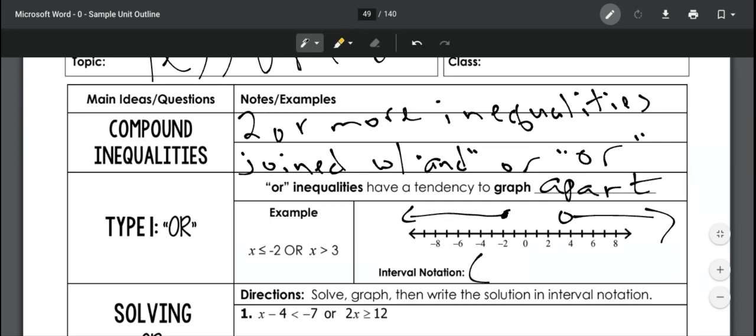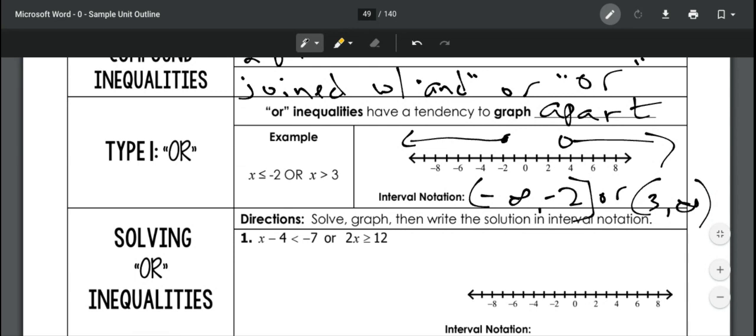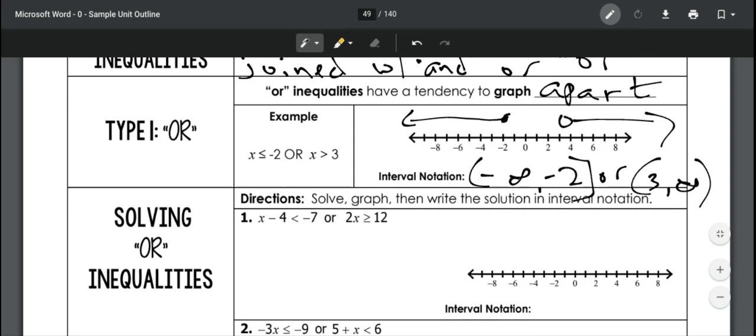So we have the negative infinity. That's supposed to be the infinity sign. Whoops. I don't want that yet. And then -2, and that's included. Or we have 3, infinity. Okay, so you're going to have two interval notations with those. So you solve and then you graph and then you write the solution.